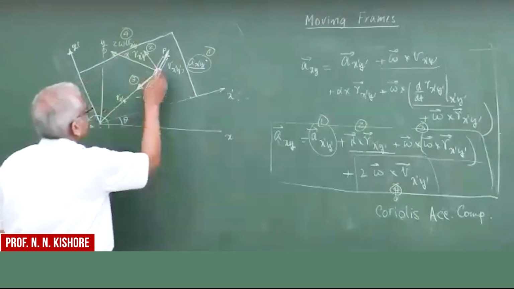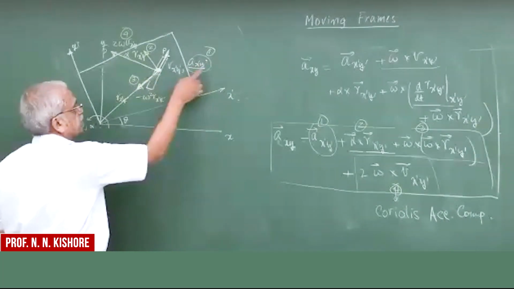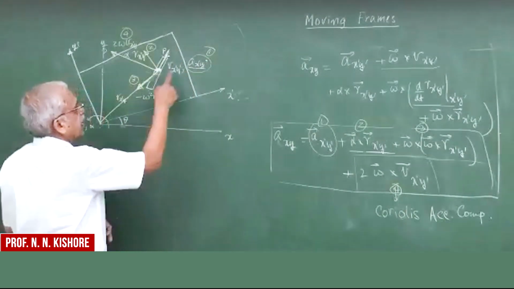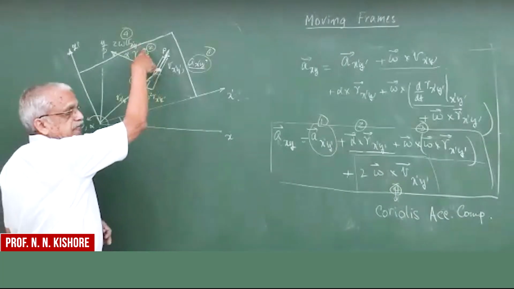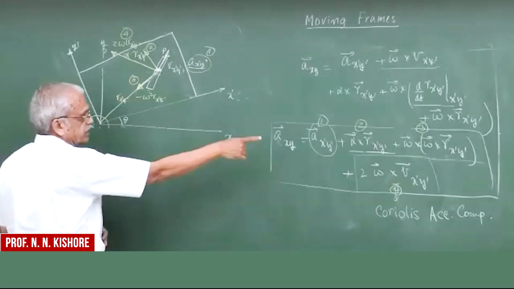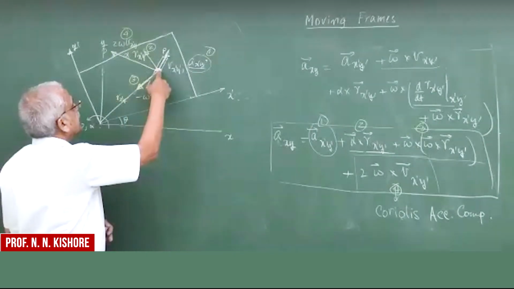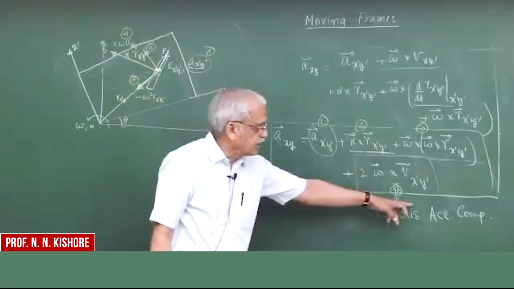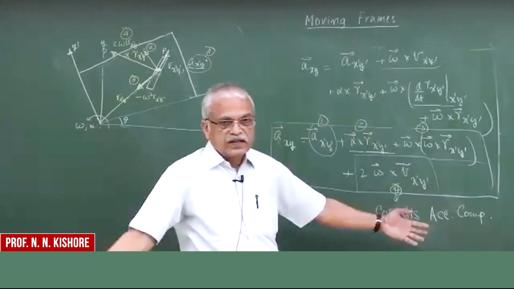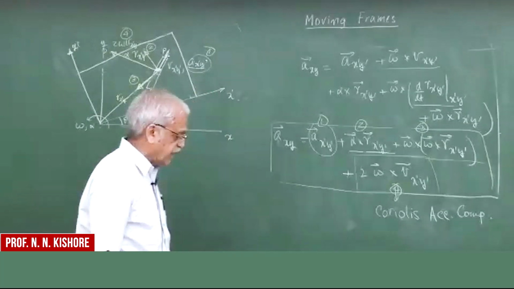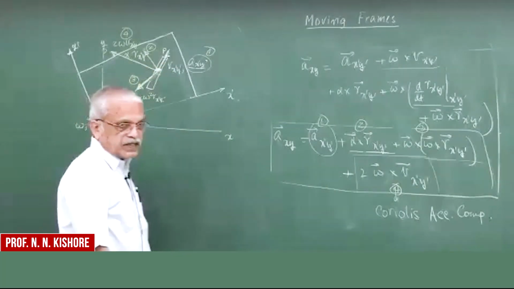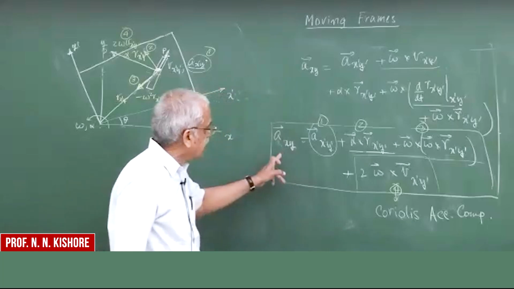So the first one is the observation of x prime y prime, which will be in this direction as an acceleration component. Then this is the tangential component because of alpha, and then this one is the third component, the centripetal component. And then there is the fourth component, which we call the Coriolis component, which needs a little bit of explanation. Why it is coming is not so clear. It's okay. These 4 components you add up vectorially.